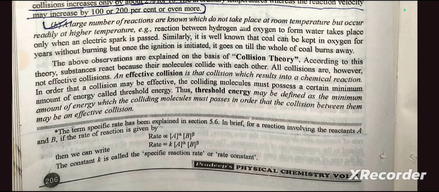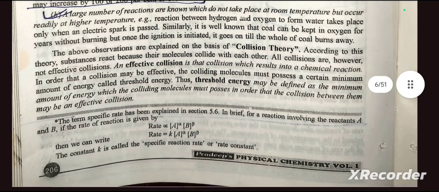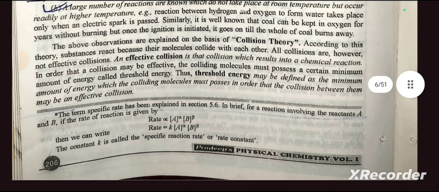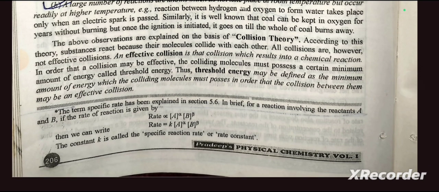B. A large number of reactions are known which do not take place at room temperature but occur readily at higher temperatures. For example, the reaction between hydrogen and oxygen to form water takes place only when an electric spark is passed. Similarly, it is well known that a coil can be kept in oxygen for years without burning, but once the ignition is initiated, it goes on until the whole of the coil burns away.